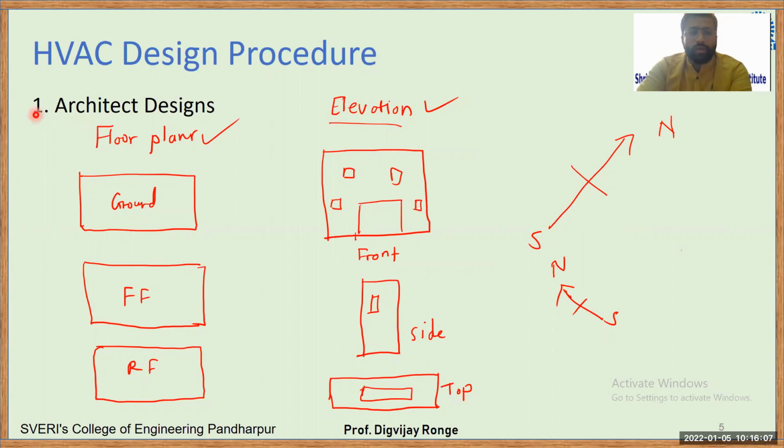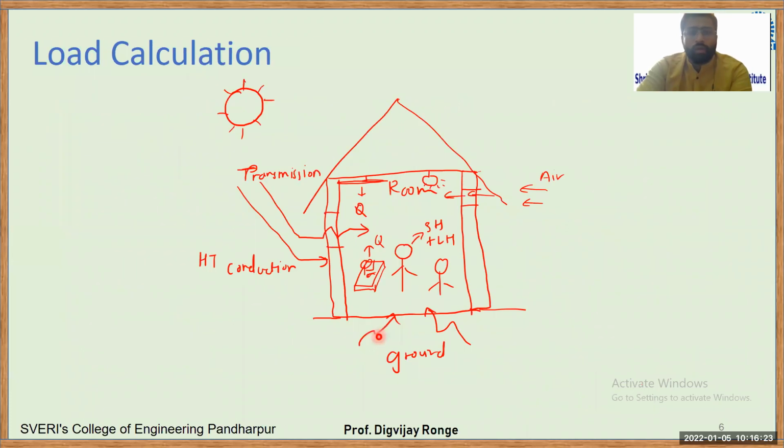So first thing is architect design. Architects will give you these designs, like building drawings in short. There will be floor plans, floor by floor drawings. There will be elevation drawings like front view, back view, top view, side view, etc. Then as an HVAC engineer, we have to first study the drawings. We have to imagine the building in 3D, and understand all the aspects of the building.